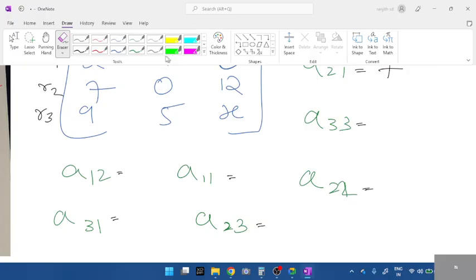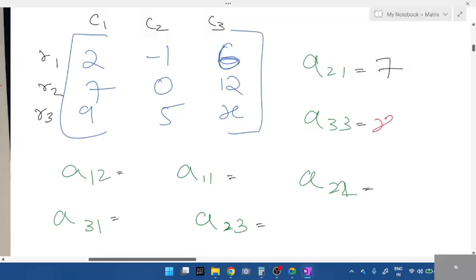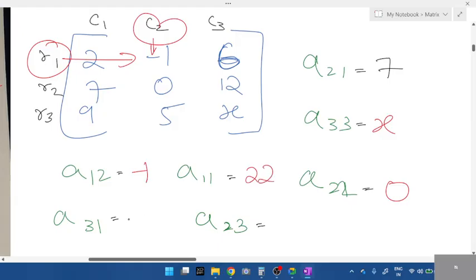Next, A22, 0. A12, no, no. A12, yes. A1, that is 1 meaning is row 1, column 2, minus 1. A11 is A31, 31. What is A31?